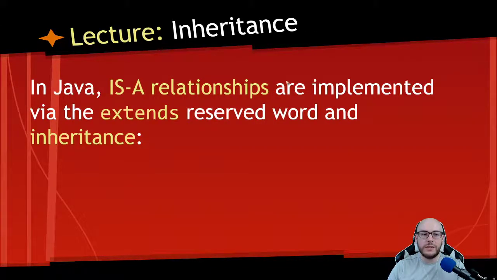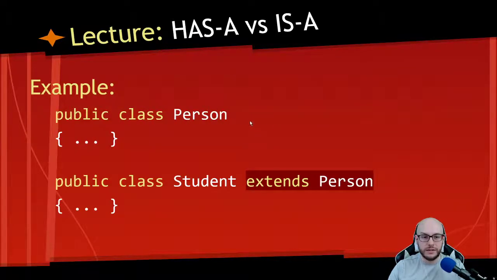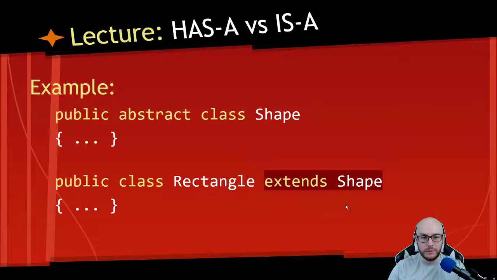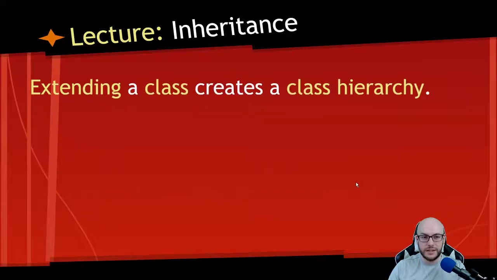In Java, is-a relationships are implemented via the extends reserved word and inheritance. So in order to set up this is-a relationship, I have a class person that exists. In order to show that student is part of this hierarchy, in order to show that student is a person, I'm going to say student extends person, right? This is actual code that would appear to set that up. Don't pay too much attention to this abstract. We'll come back to that. But we're saying that rectangle is a shape using the extends keyword.